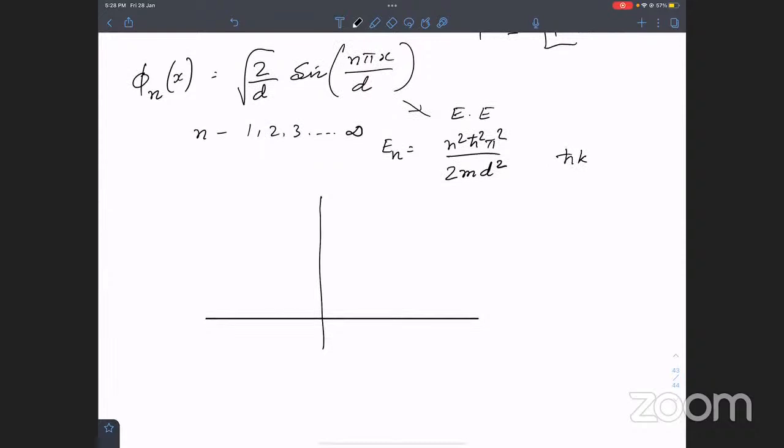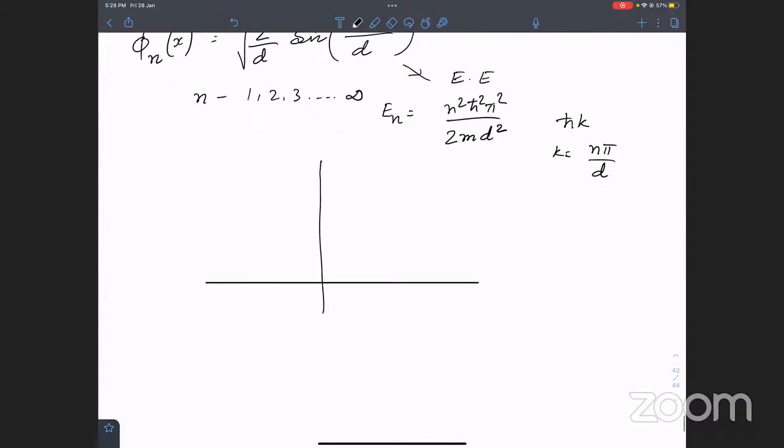h bar k, right? And remember, k can occupy values n pi by d. Okay, k will be n pi by d. So go ahead, the first value 0 will not be a solution. The next solution is 1 times pi by d. This is k basically. Remember I told you plus or minus k are the same solutions, so we can do this for the other case also. And 2 pi by d, 3 pi by d. These are the possible values of k.